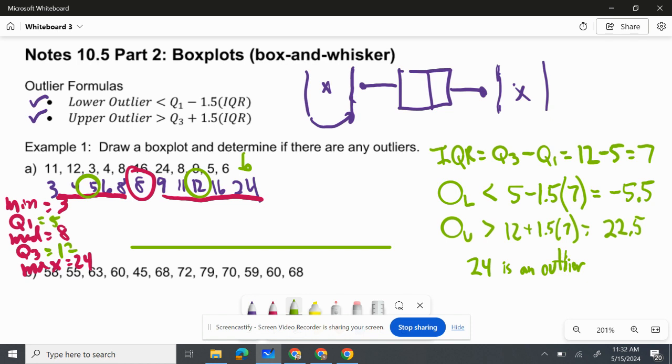When we're graphing this, I'm going to go by fives: 0, 5, 10, 15, 20, and 25. I'm going to put an X at 24 because that's an outlier. My minimum, of course, is 3. My maximum is now the next highest, which in this case is 16. Then I draw lines at 12, and then at 11, and then at 8. And that would be my box plot with my outlier.